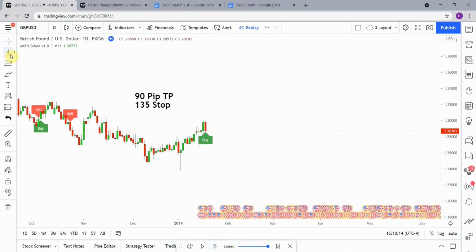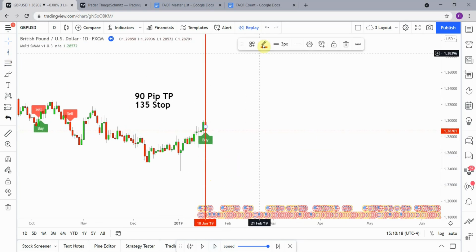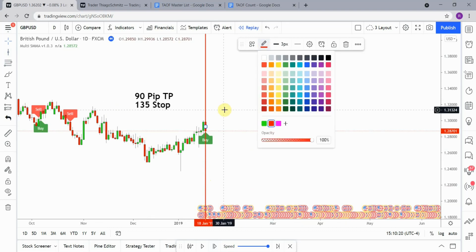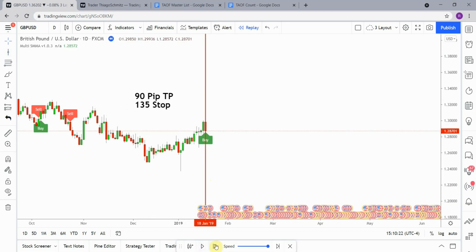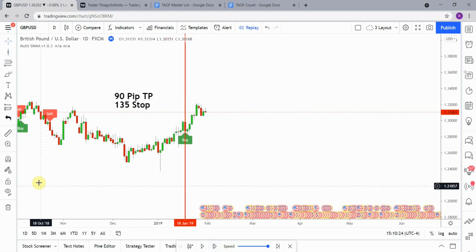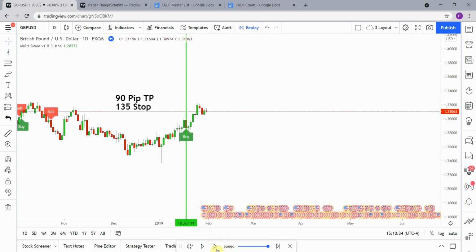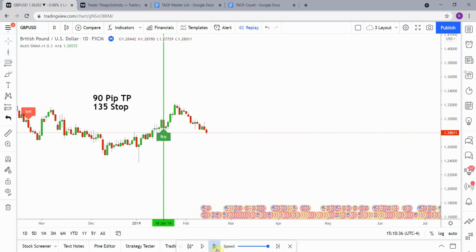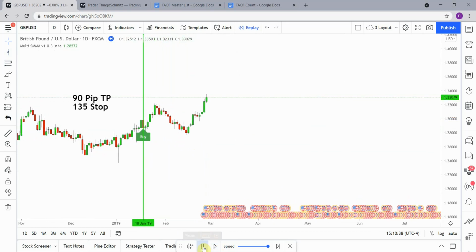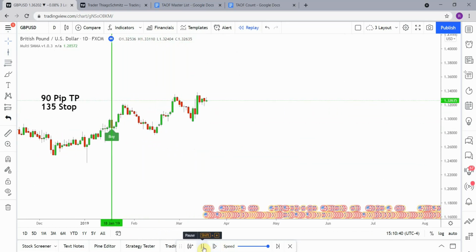Let's see here. So we pick up a buy over here on this side. Let's play it forward just a little bit here. And that one does pretty good. Gets us to take profit pretty nicely there. Continue forward here with this just a little bit here.